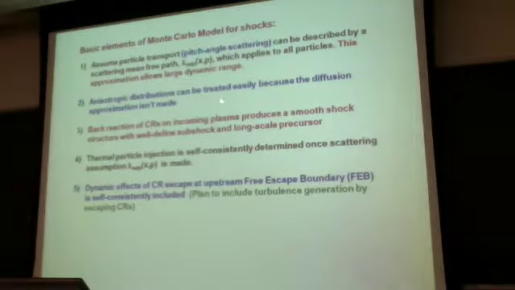We can treat anisotropic distributions in the Monte Carlo model, no problem. We include the back reaction of the cosmic rays on the shock structure. We also have thermal particle injection built into the model, so once we assume the mean free path, we describe injection self-consistently. And we also include the effects of the free escape boundary, particles leaving at the upstream free escape boundary. This is still a very active area and is just starting to come into play, calculating the turbulence of these escaping particles. People have started doing that. We have not yet done that in our models.